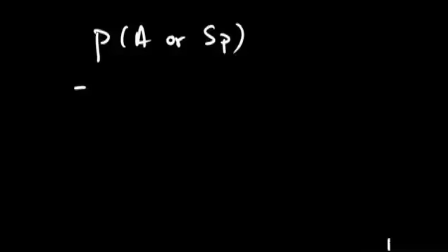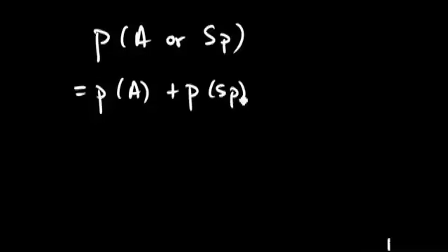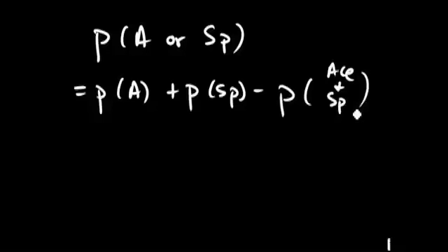If we select a card at random and the question is, what's the probability of selecting an ace or a spade? We use the addition rule. So probability of selecting an ace plus the probability of selecting a spade minus the probability of selecting an ace and a spade at the same time. That's the ace of spades.